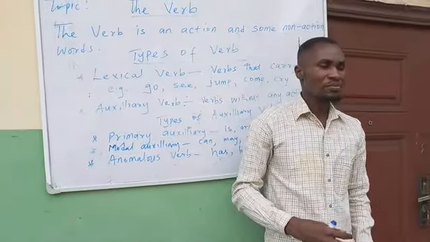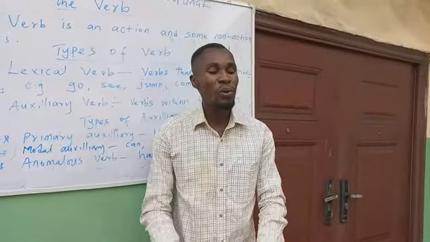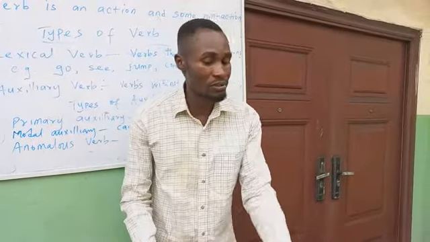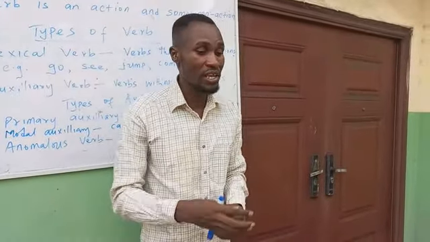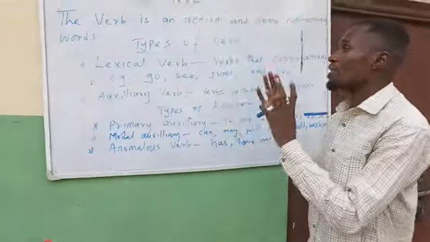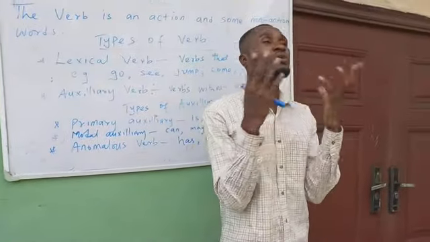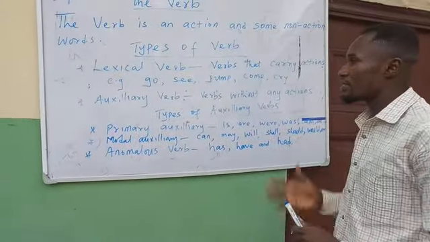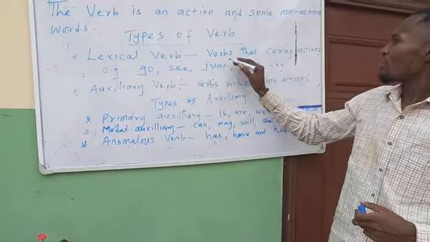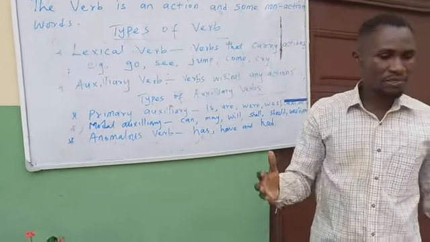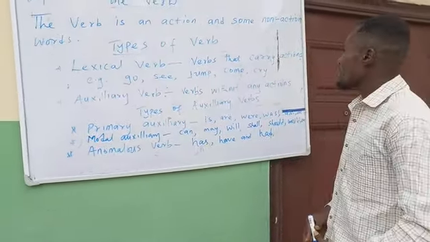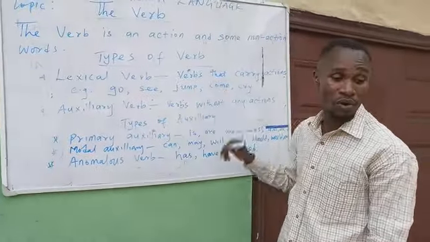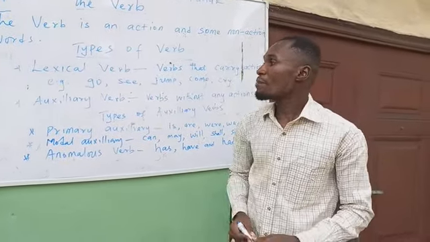So what is an auxiliary verb? The auxiliary verbs are verbs without any action. They are not many, they are just few in numbers. They are about 28 to 30 in numbers. You get it? But the lexical verbs are about 40 something thousand in numbers. So, first of all, let's go. The lexical verbs are verbs that carry what? Actions. Examples of the lexical verbs are go, see, jump, come, and what? Cry, etc.